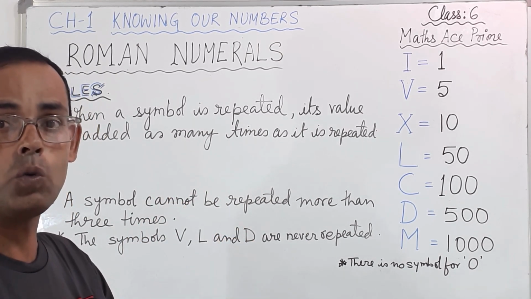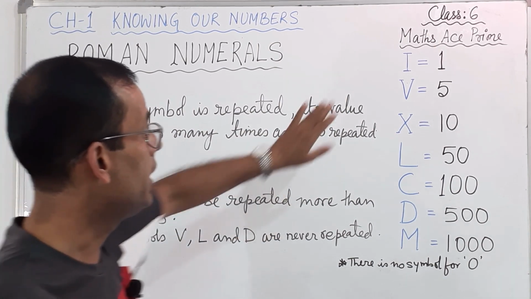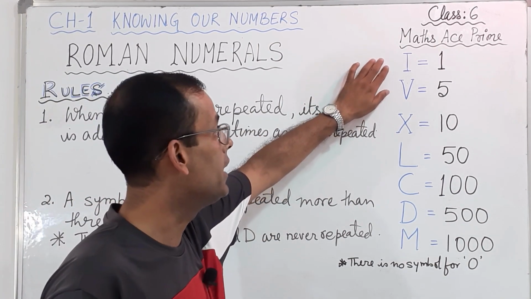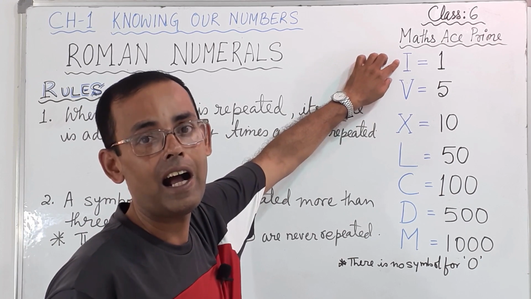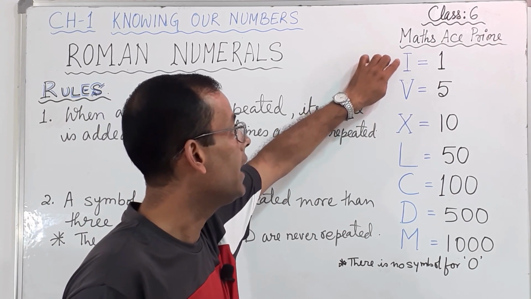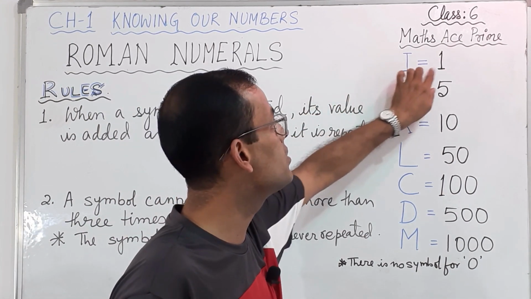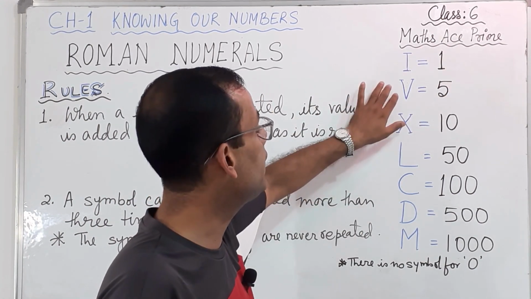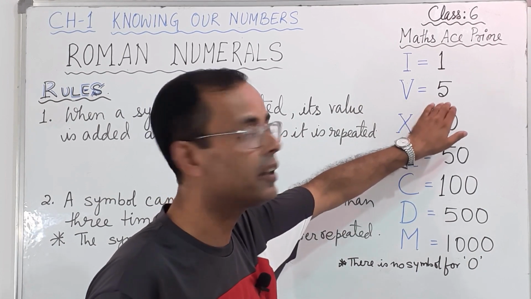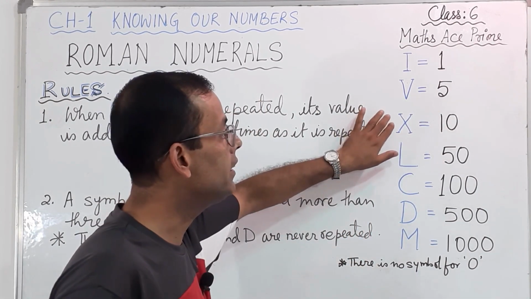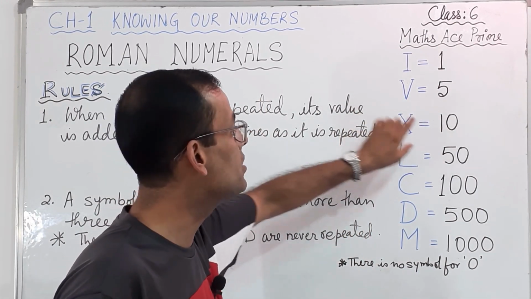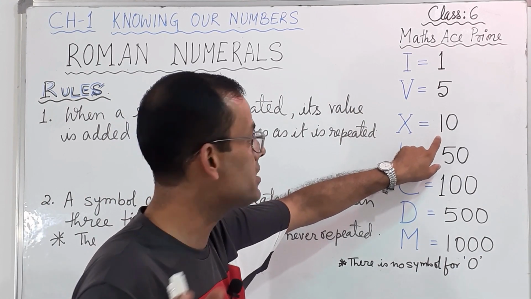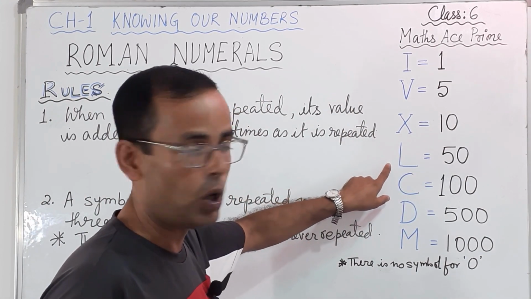Now let us know what these symbols are. Here I have written the symbols. This one looks like capital I, and this capital I means 1. Then capital V means 5. Then X means 10. The value is 10. Then L, all are capital, L means 50.